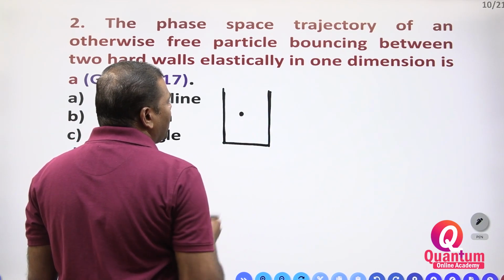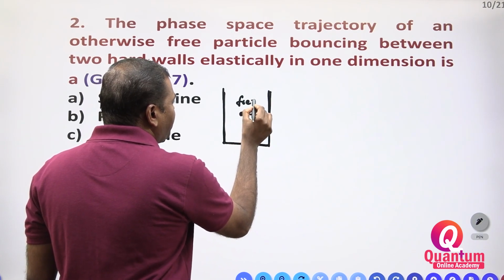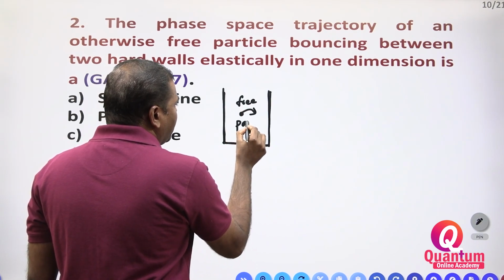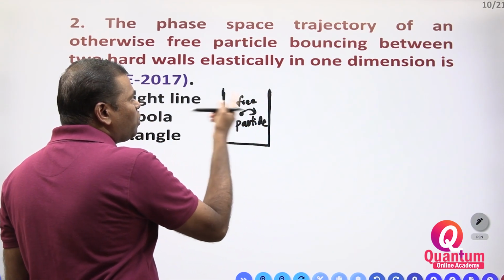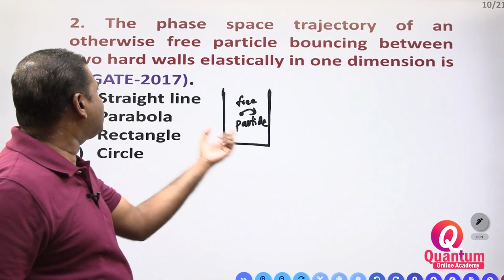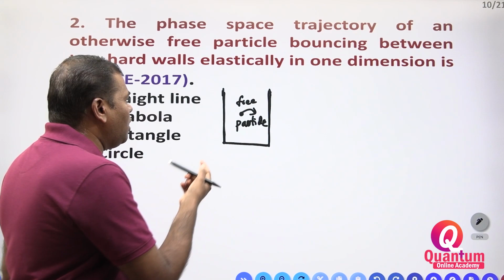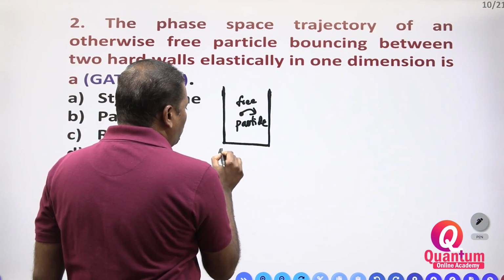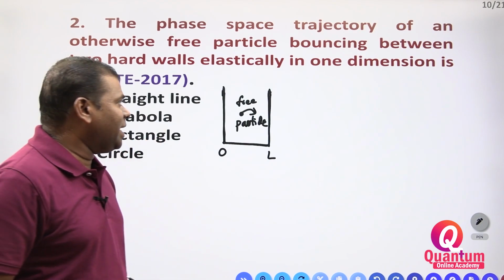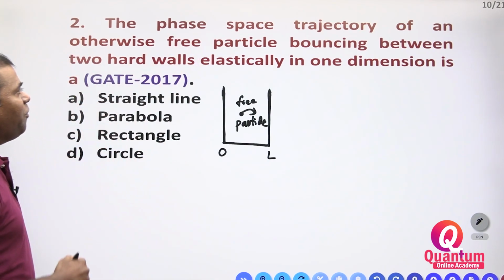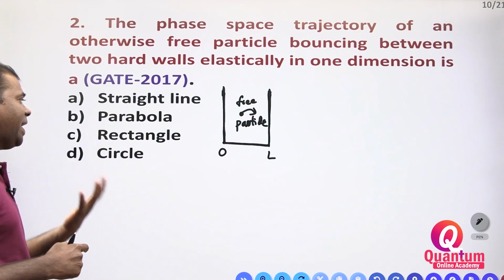One free particle is bouncing. Which particle is it? A free particle. This free particle is bouncing elastically between hard walls in one dimension. This is a box of length 0 to L. Now we have to calculate the phase space trajectory, the path of that bouncing particle, they are asking.